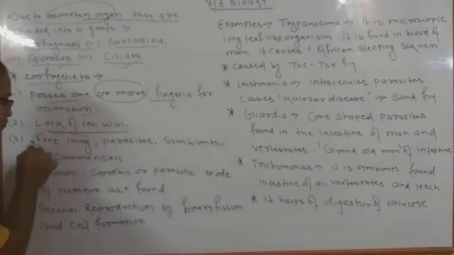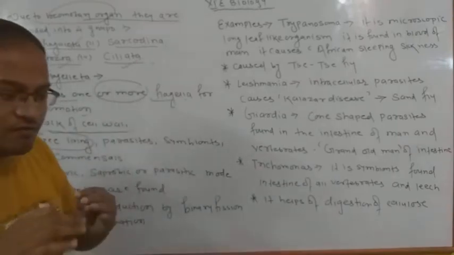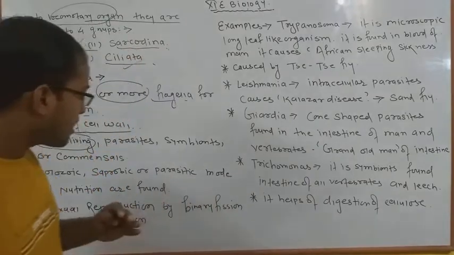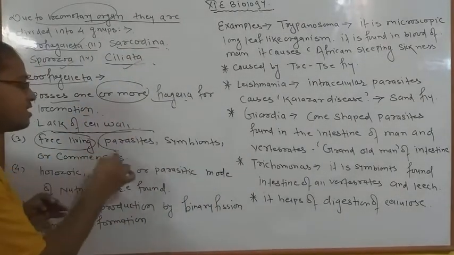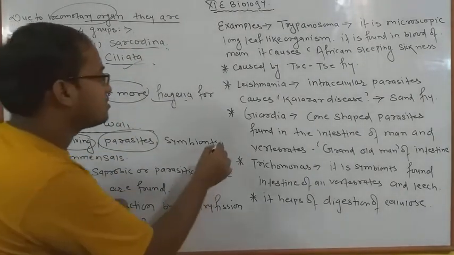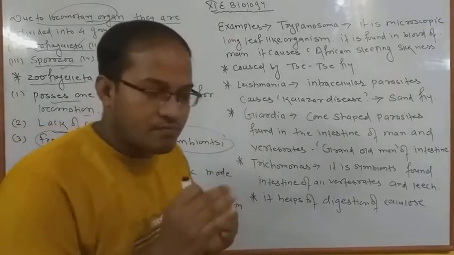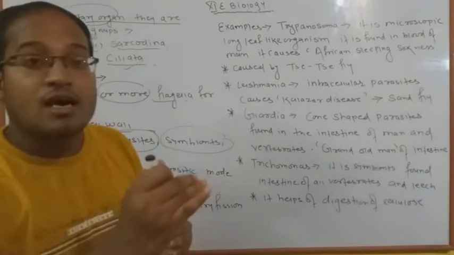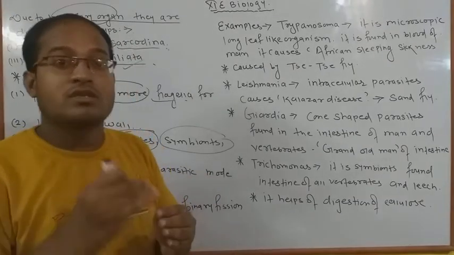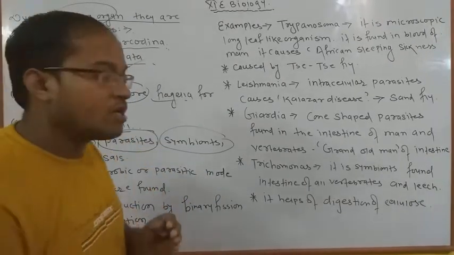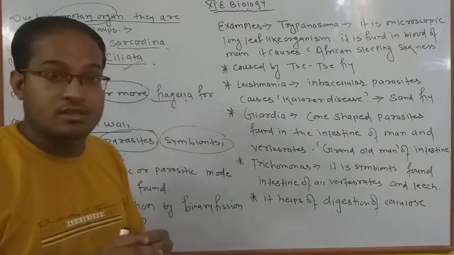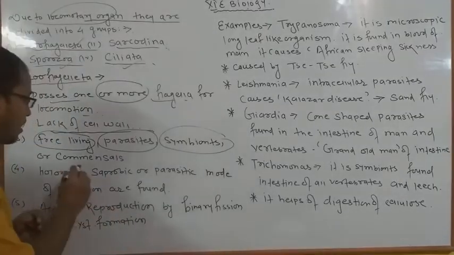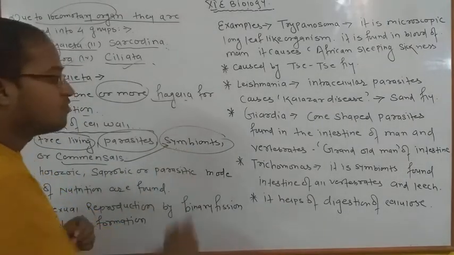They are free living, meaning they are found anywhere. Second, they are parasites, I already told you, and symbionts, meaning they take support from other organisms to survive anywhere. ये किसी का सहारा लेते हैं कहीं रहने के लिए, that is called symbiont relationships. Okay, like lichens. ठीक है. Next, they are commensal, same as the meaning of symbionts.